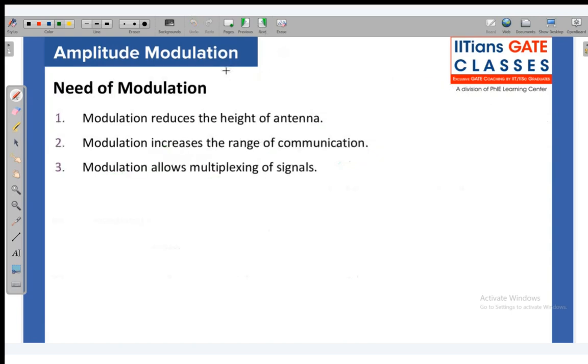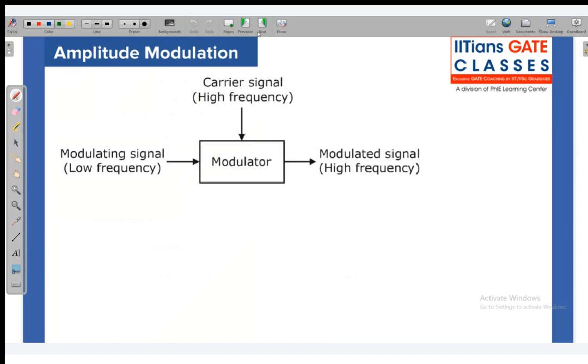To prove it, we will use this particular block diagram. Now we have a modulating signal. As I said, this modulating signal will have low frequency. All the message signals have low frequency. For example, if I talk about the voice signal, our voice will have a range of maximum up to 3400 hertz. Any person's voice will not go beyond this 3400 hertz.